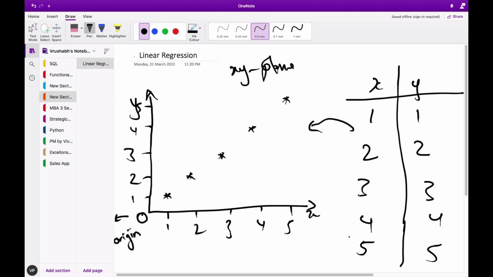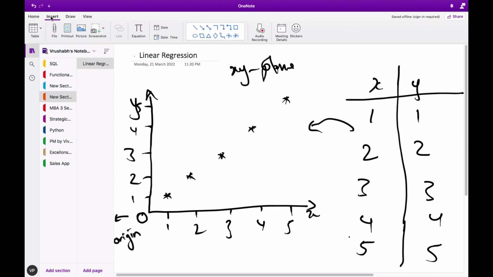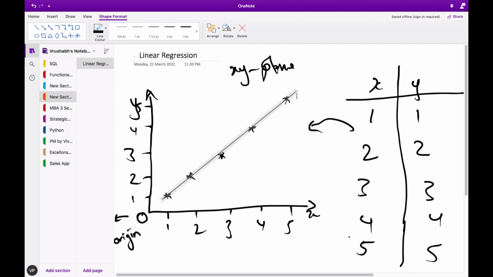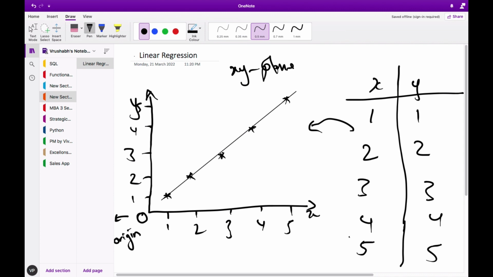Now, this is what we have over here. We want to draw a line to cross these points. So let me bring a line over here, like that. Now this is what we have, so we are able to capture as many points as possible.